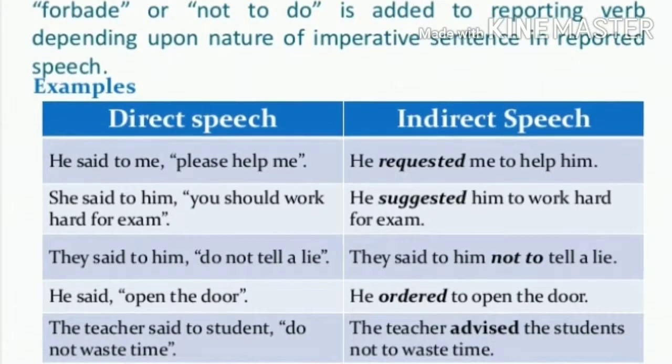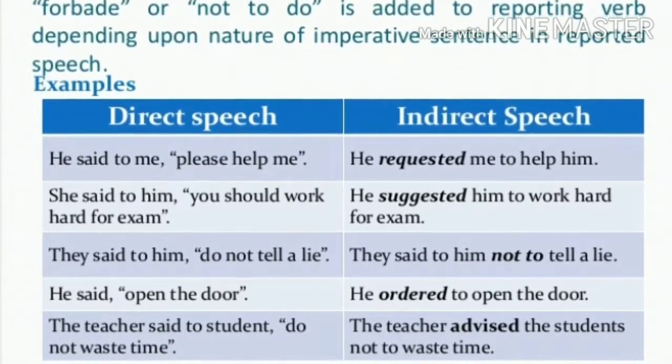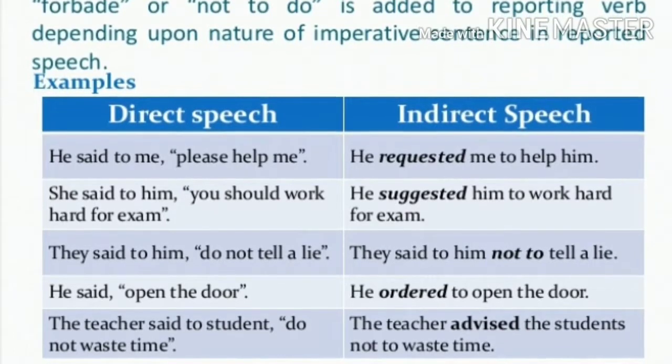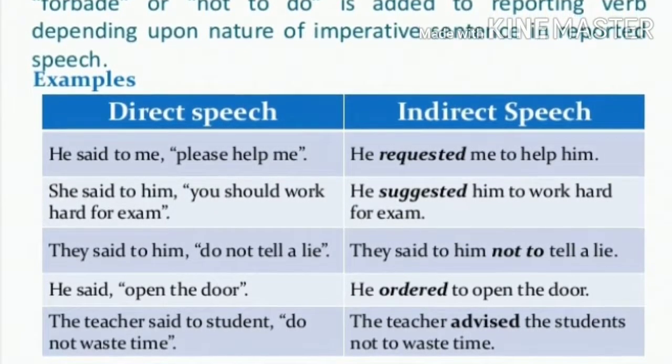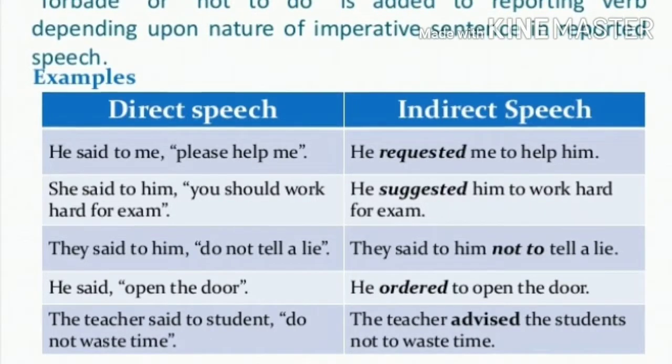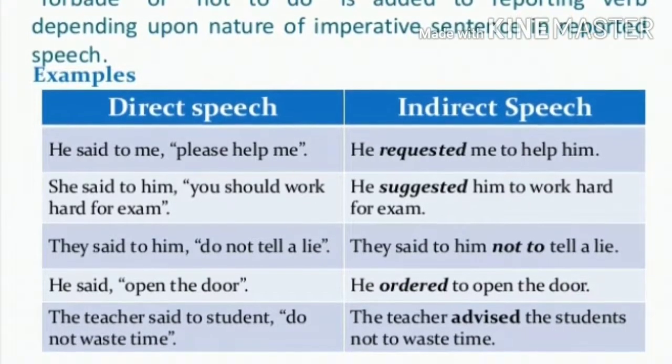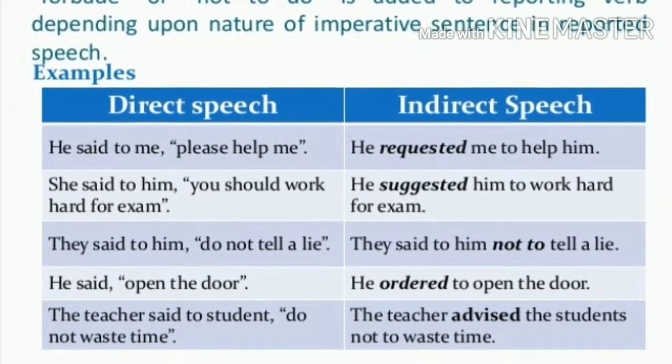So the teacher is saying something. The teacher said to student, do not waste time. So here the teacher is giving advice. So in indirect speech it will become the teacher advised the students not to waste time. Hope it is very clear to all of you.